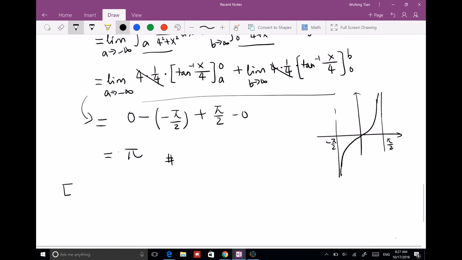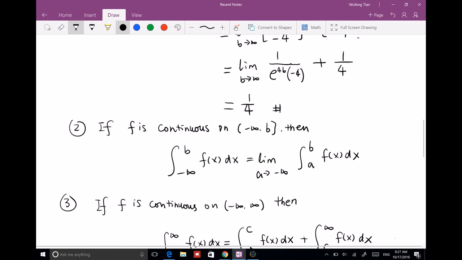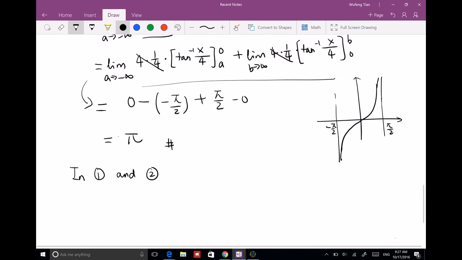Let's see another example. Before the example, I want to look at a property. Sometimes if you go to infinity, it probably does not converge to one point. We're going to say example. In 1 and 2, did I have a 1, 2 in the previous? Yes, we do have 1 and 2 in the previous.